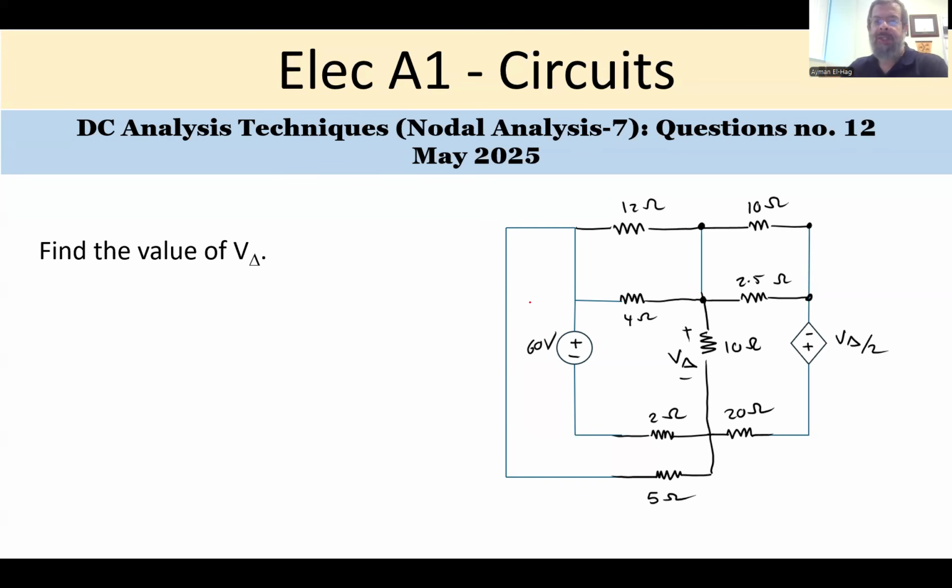This is an interesting question. It asks you to find the voltage V delta, okay? And basically, when you look at the circuit, it looks spooky. If you want to deal with the raw circuit, that would be time consuming, regardless of whatever technique you want to use. If you want to use nodal or mesh or KCL KVL, which is the worst among all in terms of efficiency, it will take you forever to solve this question, okay?